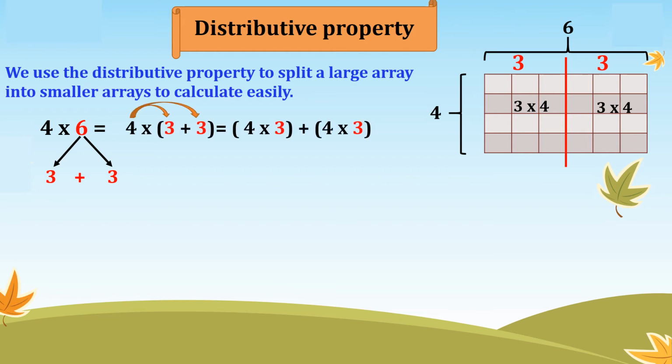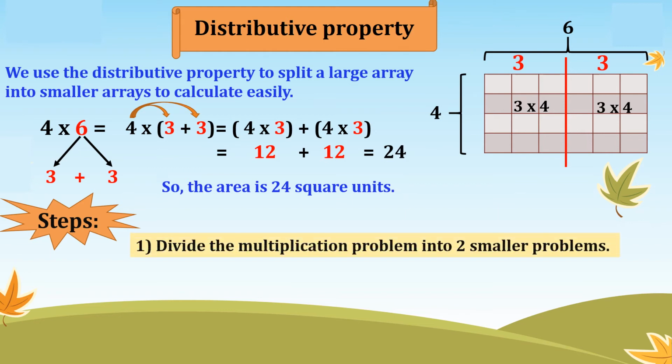I will distribute this 4 into 3 and 3. So 4 times 3 plus 4 times 3. 4 times 3 equals what? 12. So 12 plus 12 equals 24. So the total area is 24 square units.